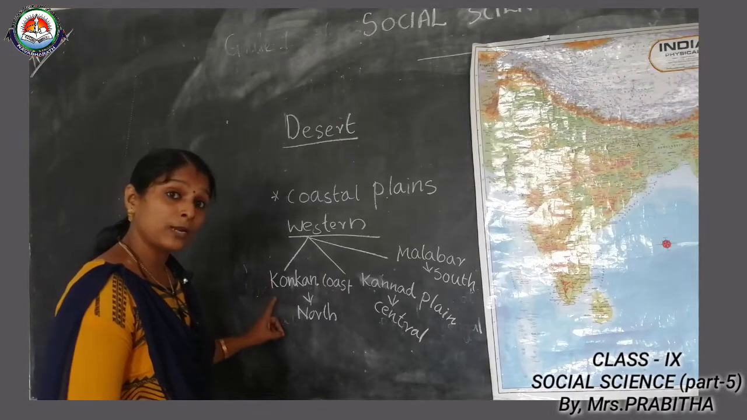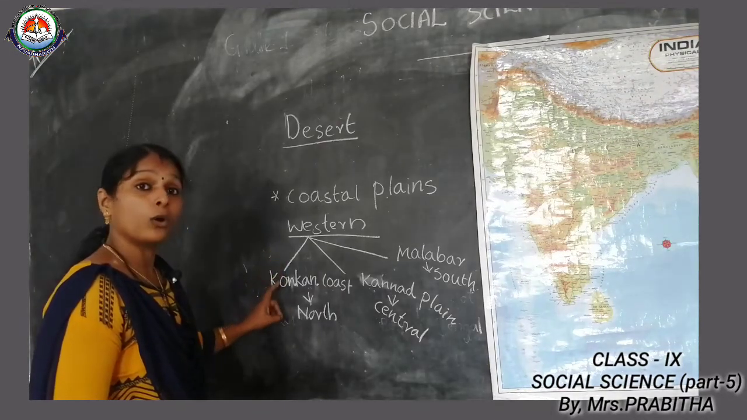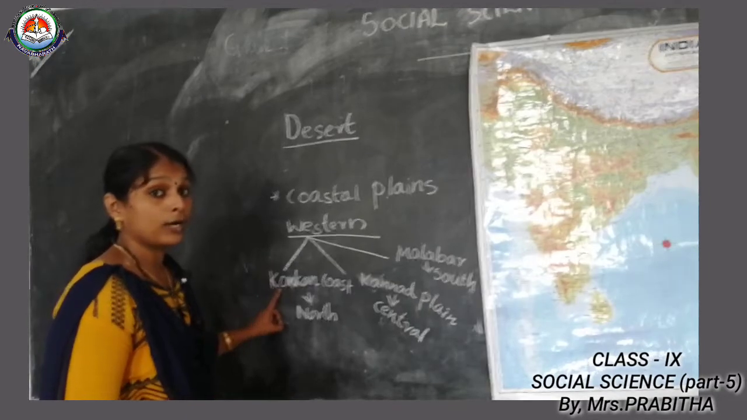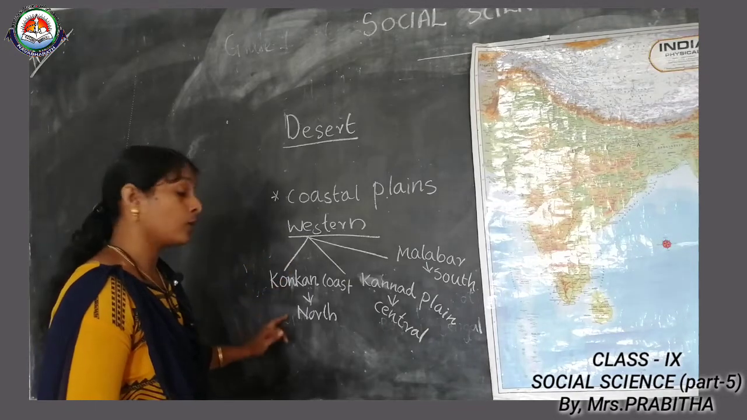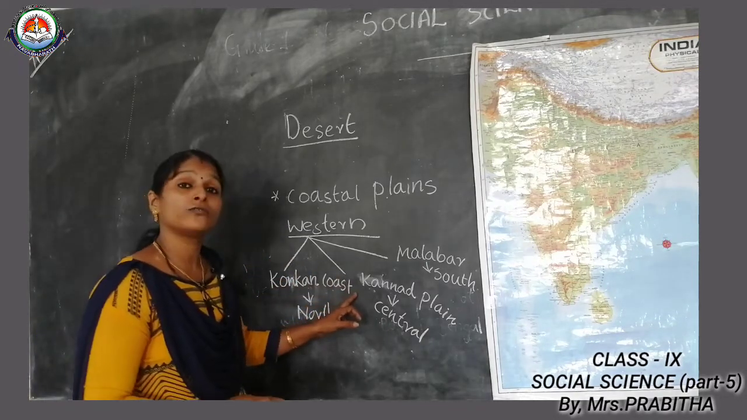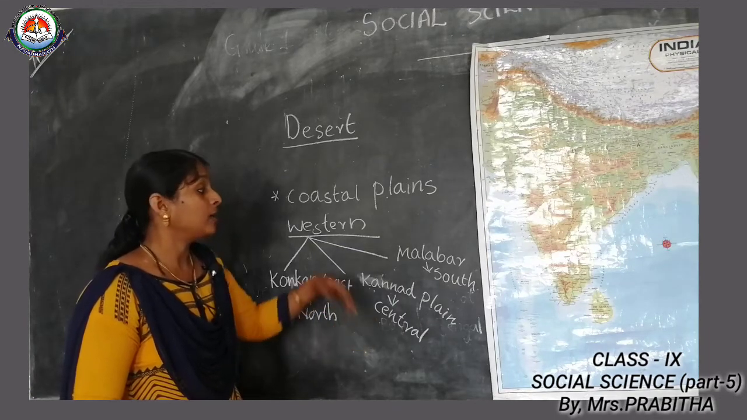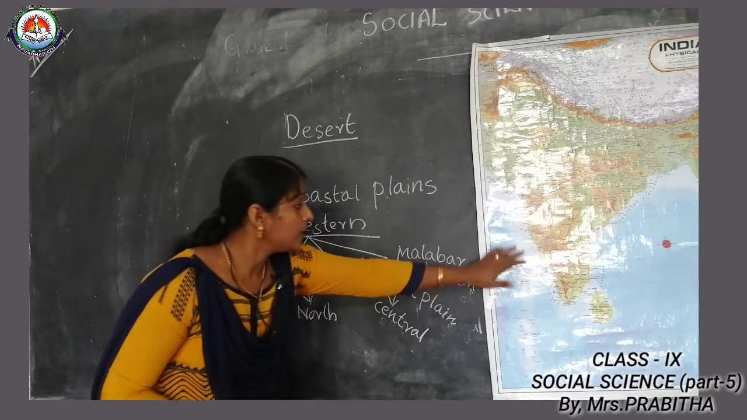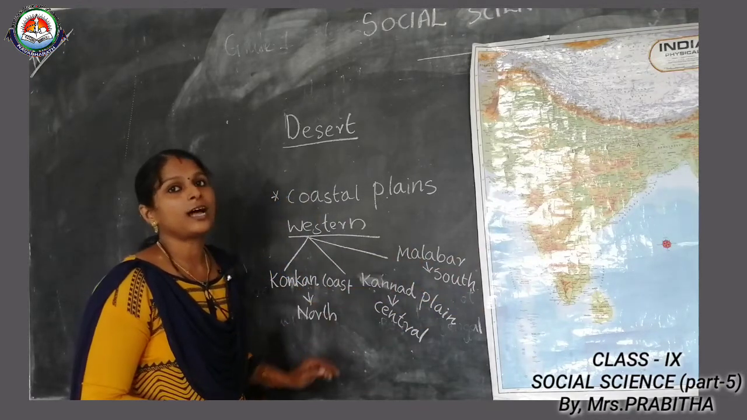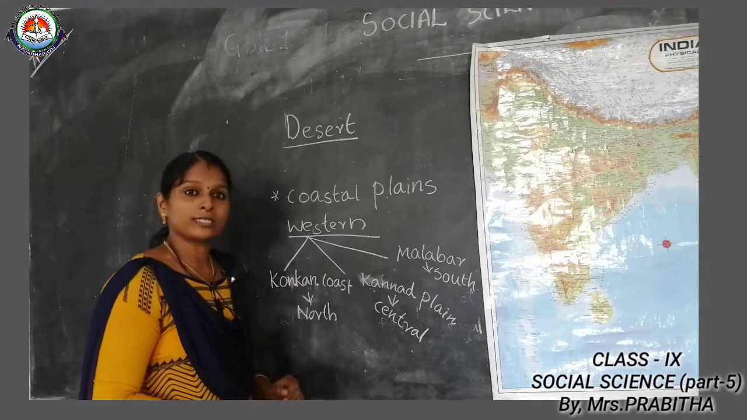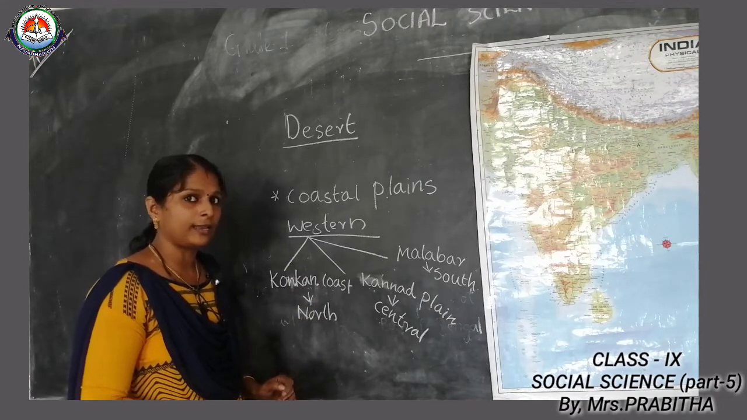So western coastal plains are divided into 3. The first one is the Konkan coast in the north. Then the central part is called the Kannada plain, and the south is called the Malabar coast. So these 3 are the divisions of western coastal plains. I think all of you understood about the western coastal plain.